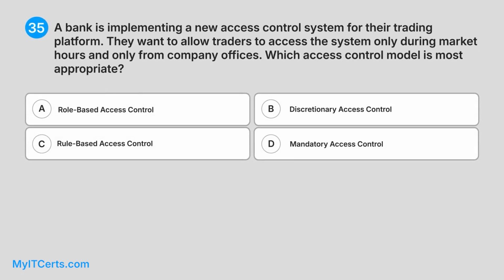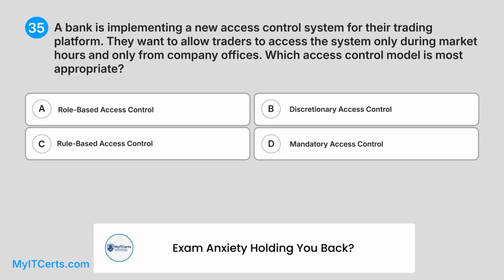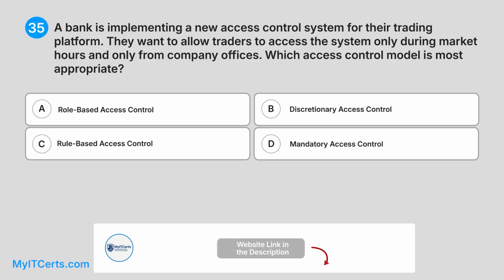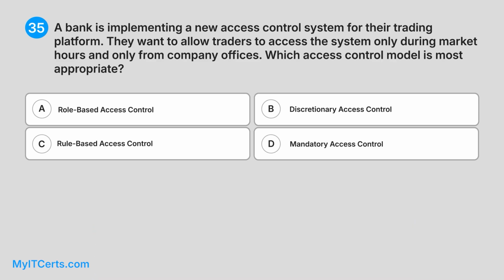(35) A bank is implementing a new access control system for their trading platform. They want to allow traders to access the system only during market hours and only from company offices. Which access control model is most appropriate? A. Role-based access control. B. Discretionary access control. C. Rule-based access control. D. Mandatory access control.